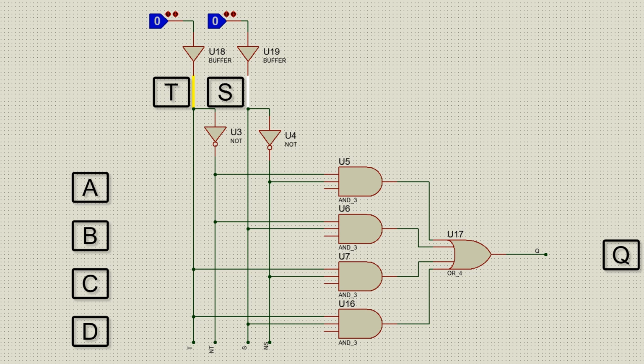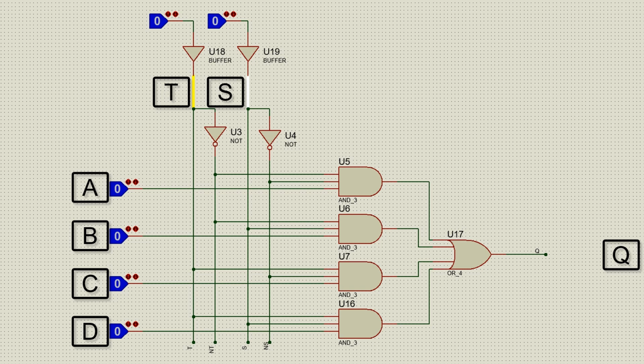Put some logic states in. And these 4 logic states form the data channels A to D and a logic probe for Q. So when TS is 00, it's channel A that's transmitted and received. When TS is 01, it's channel B, and so on. When TS is 10, it's channel C that's transmitted. And when T and S are both high, it's channel D that's transmitted.